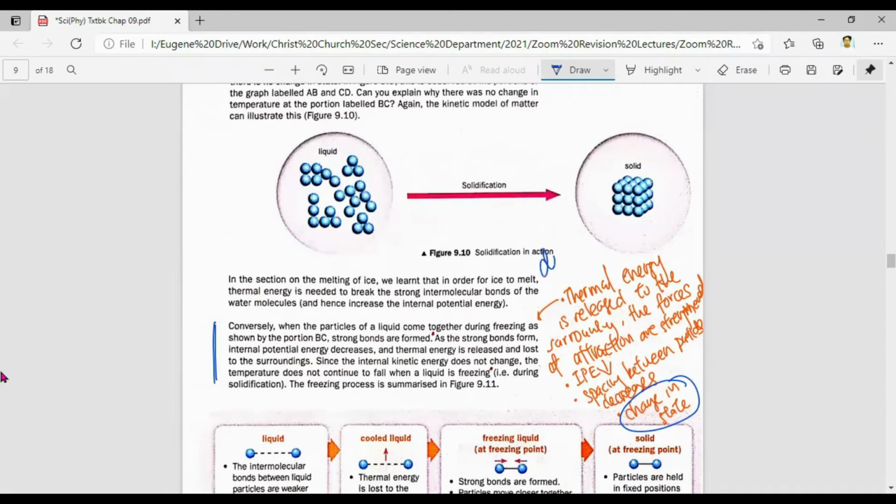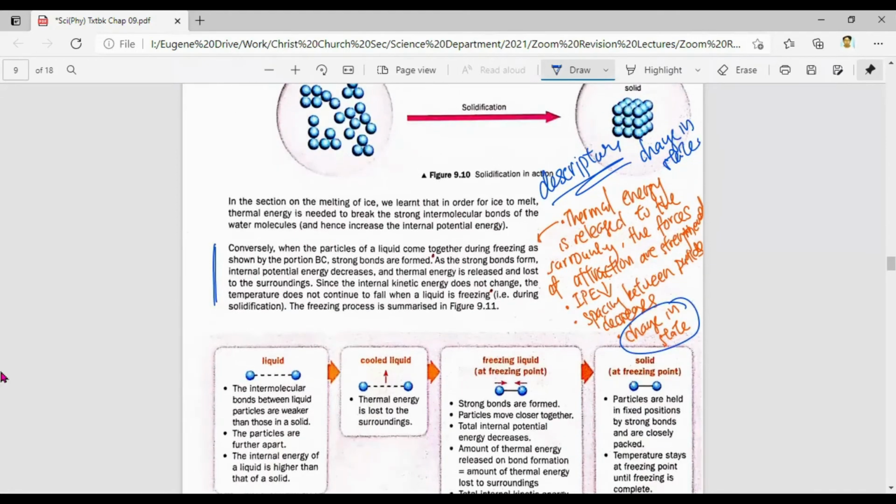Okay, so this is the description that you need to write when you're talking about change in state. And once again, you look at this part here, since the internal KE doesn't change, temperature doesn't fall. So this part here really explains in terms of the KE, to explain in terms of the temperature not changing.